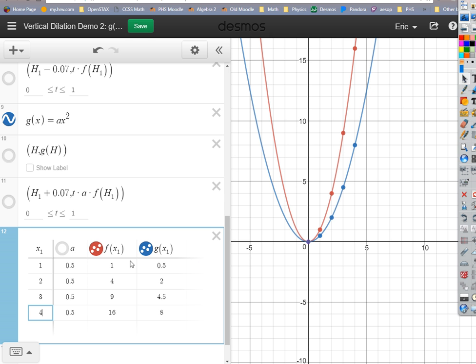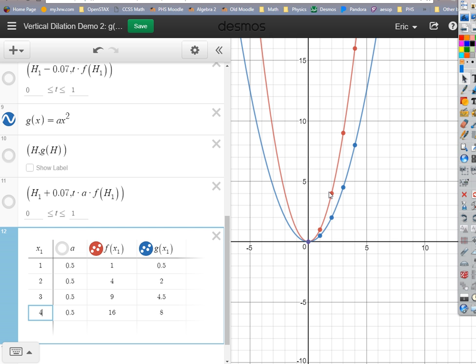Well, what's the dilated distance? All we're going to do is multiply the parent vertical distance by a. So 1 times 0.5 is 0.5. Well, look at that. Over 1, up 0.5. That's not very convenient though, right? But if we go over 2 horizontally, 0.5, which is a, times 4 is 2. That's pretty convenient. That guy right there, isn't it? That takes us over 2 and up 2 instead of over 2 and up 4.